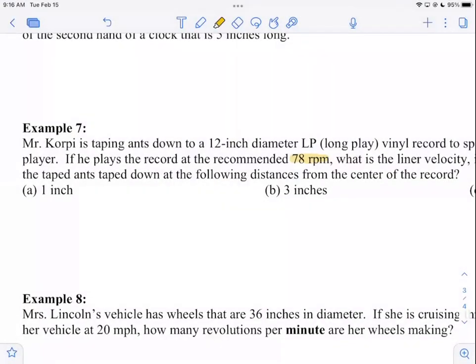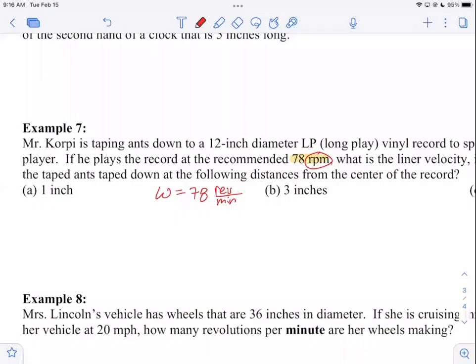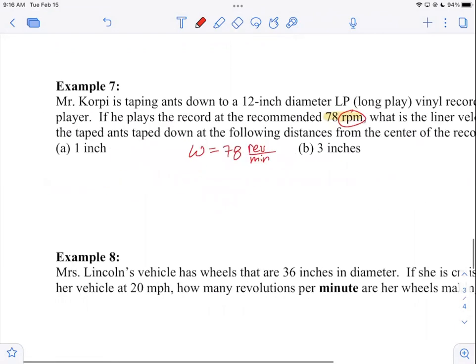So every ant that I taped down on the record was spinning at the same angular velocity of 78 RPMs. Omega was 78 RPMs, revolutions per minute. We can stylize it as RPM. The P is for per, but it's really revolutions divided by minute. So that's the same angular velocity. What I want to know is what is the linear velocity of each ant traveling around the circular path if I tape them down 1 inch from the center, 3 inches from the center, and then on the very end, 6 inches from the center.